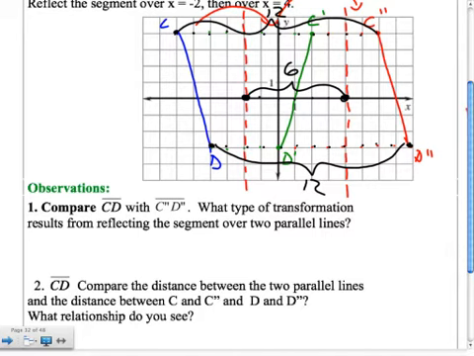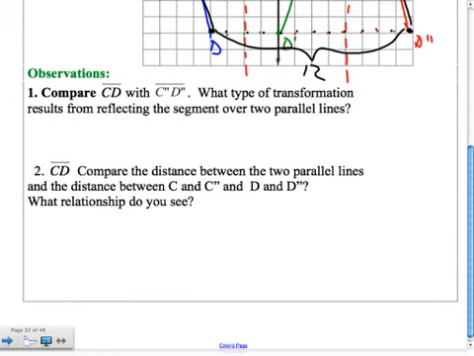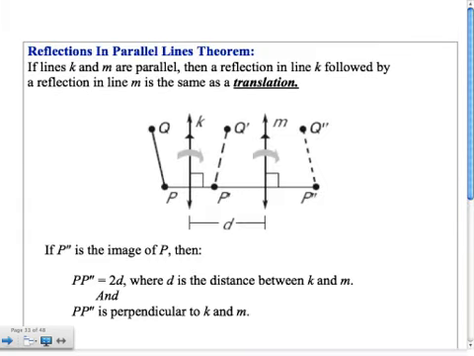And so the relationship is that the distance from the original figure to the new figure is 2 times the distance between the parallel lines. Okay, and that is the relationship. If you reflect over two parallel lines, it's the same thing as translating by twice the distance between the parallel lines. And so here's that theorem. If I reflect over two parallel lines, then the translation distance is 2 times d, where d is the distance between the parallel lines. Okay, and we'll use that to solve some problems.